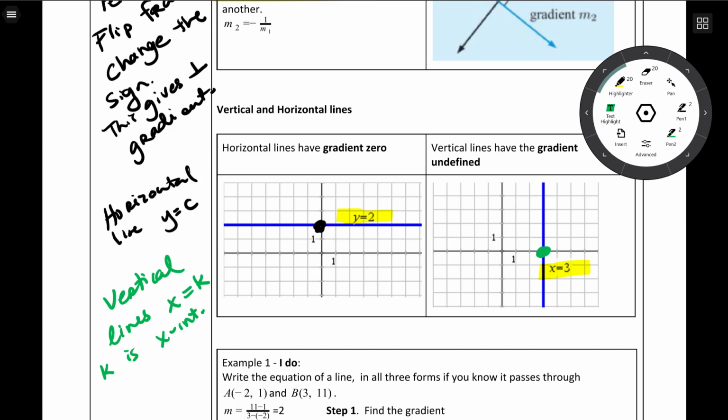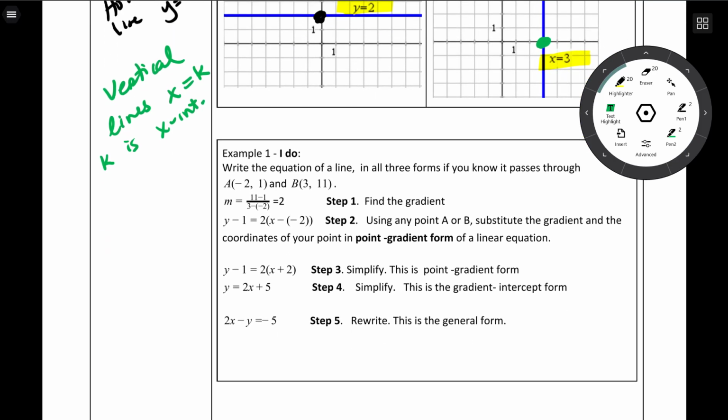Okay, next. This is where things can start to get a little bit gross, trying to figure out how to work through an example. We have to go back and forth a bunch with all of these different examples until we really get solid with it. All right, so write the equation of a line in all three forms if we know it passes through these 2 points. If we know 2 points, that means we can find the gradient. We need a gradient and a point at least in order to find a line. That means I've got at least a point. Now I just need to find the gradient, and look at that. That's step number 1. Step 1 is to find the gradient.